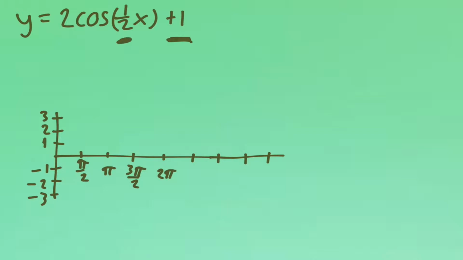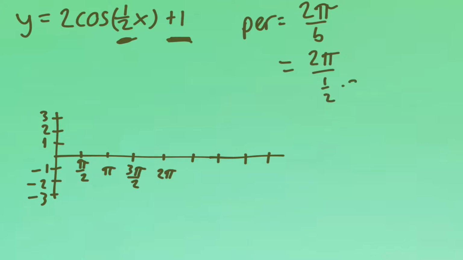So we're going to use that b value of 1/2. To find the period, we can do 2 pi divided by b, and that's 2 pi divided by 1/2. Multiply by 2 to the top and bottom, we get 4 pi over 1, which is 4 pi. Or we can think of it like there's 1/2 of a cycle in 2 pi, so there must be one complete cycle in 4 pi.